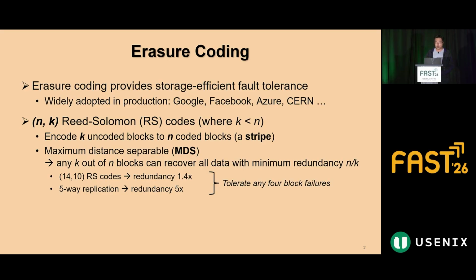So the idea is you have two parameters, n and k, where n is larger than k. We encode k original uncoded data blocks into n coded blocks, which is called a stripe, such that any k of n blocks can recover all the data while maintaining the minimum redundancy n over k. We call this property the maximum distance separable, or MDS, property.